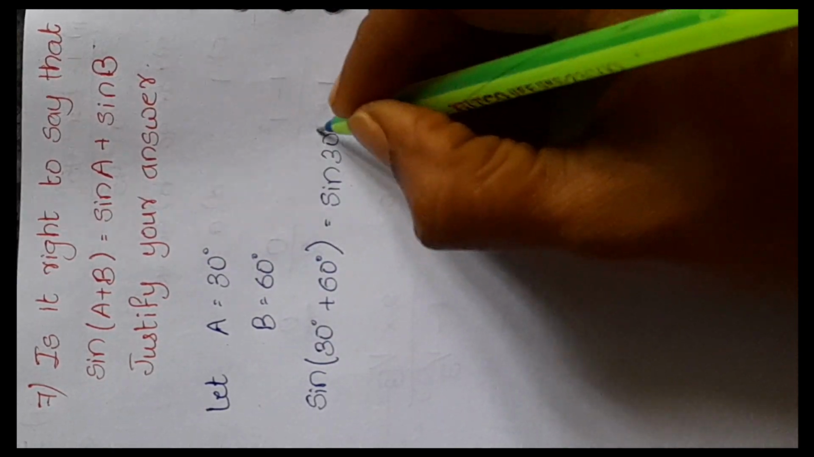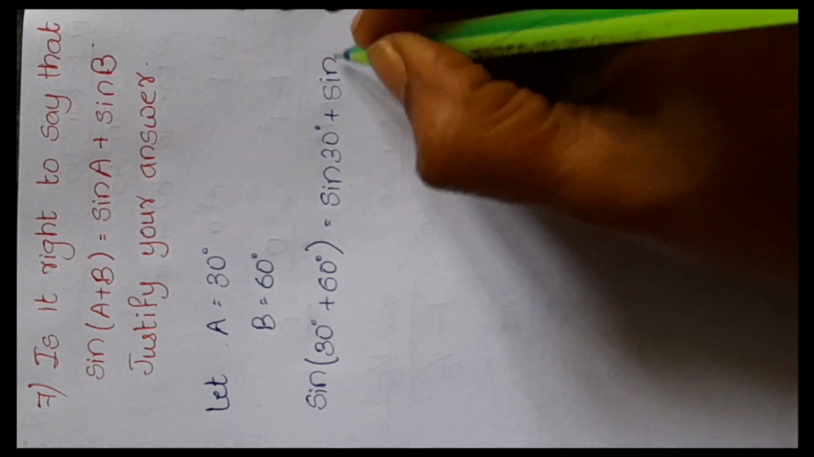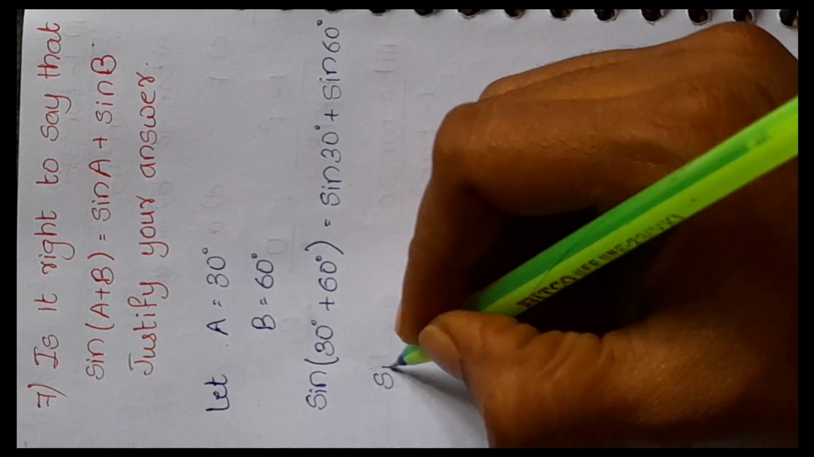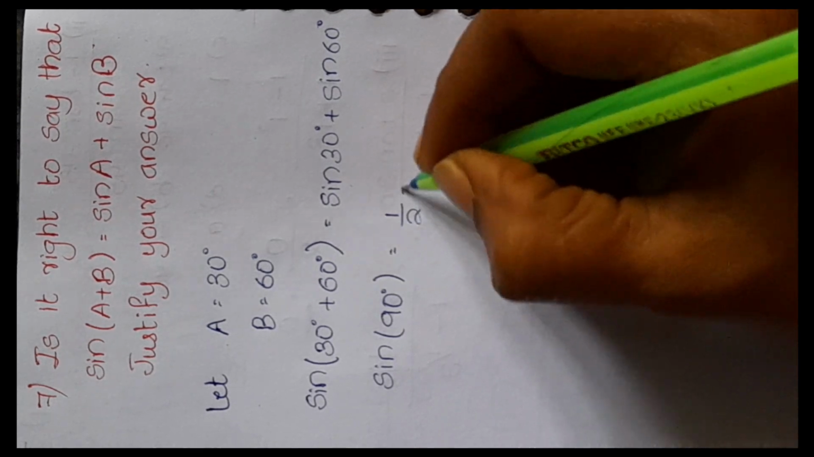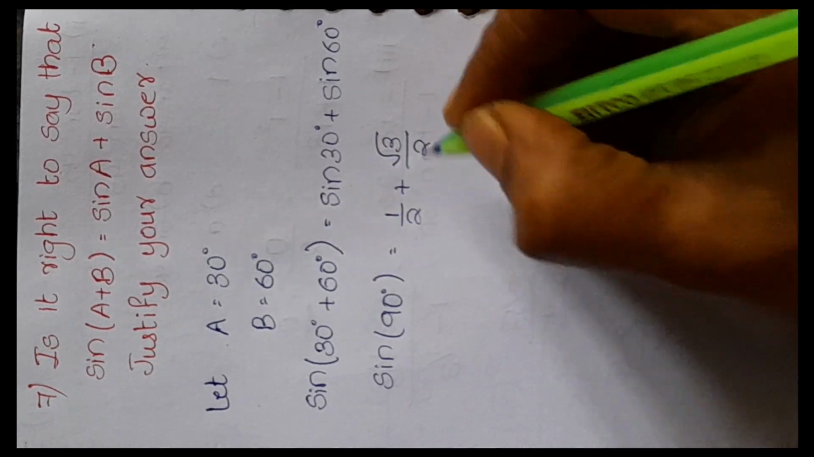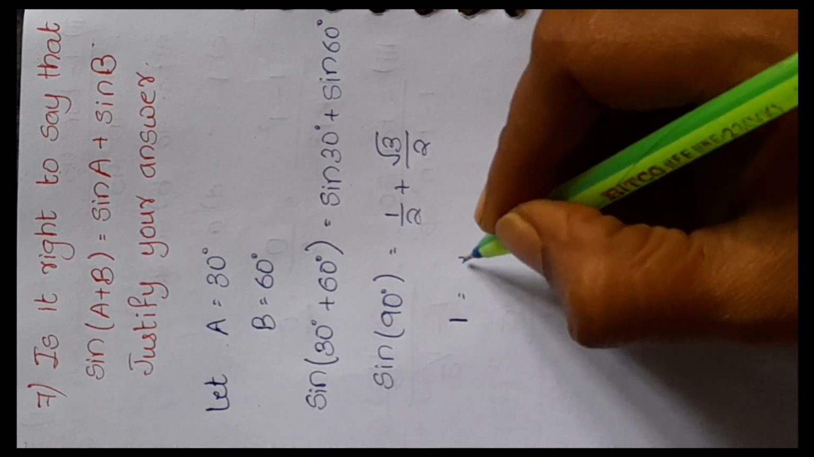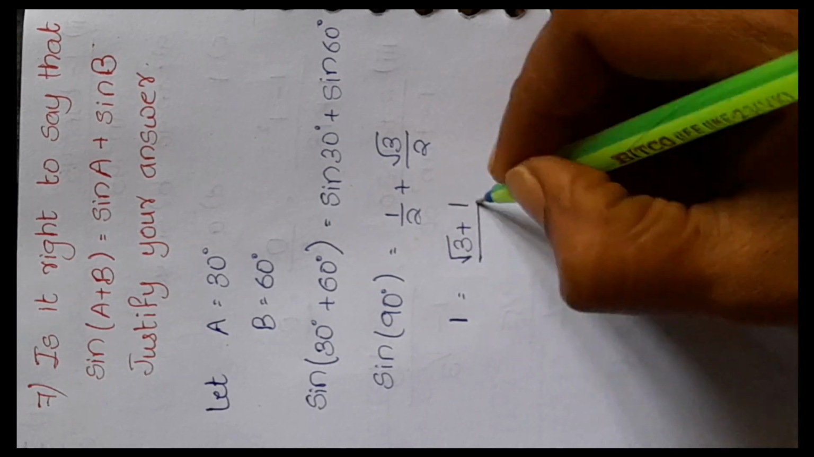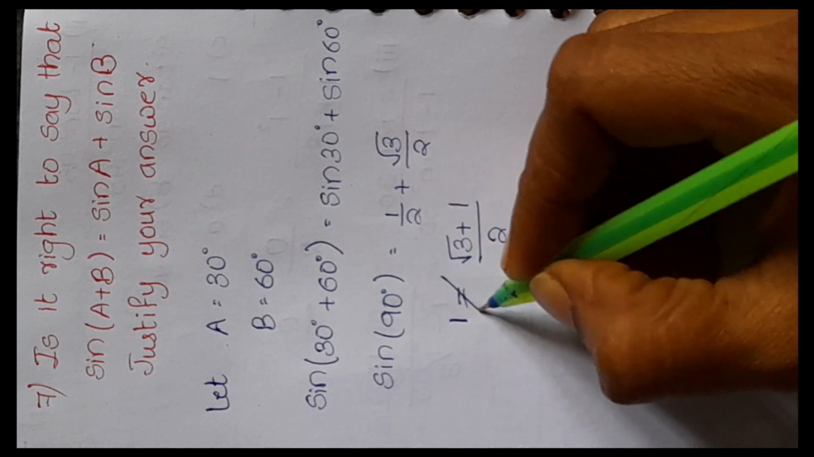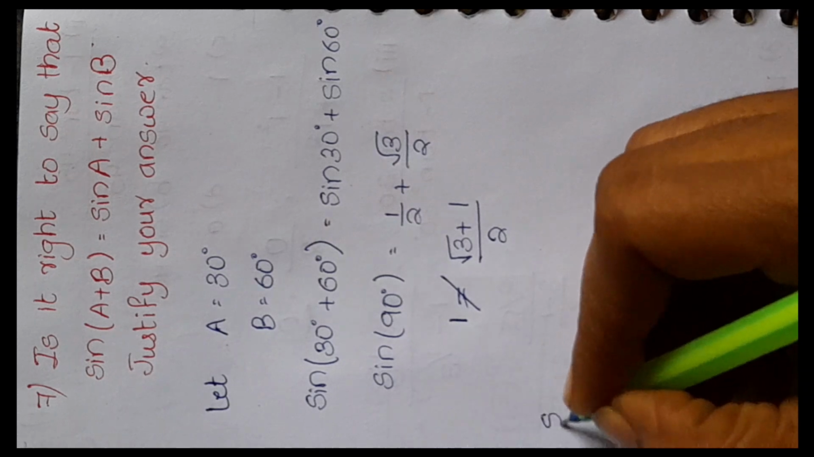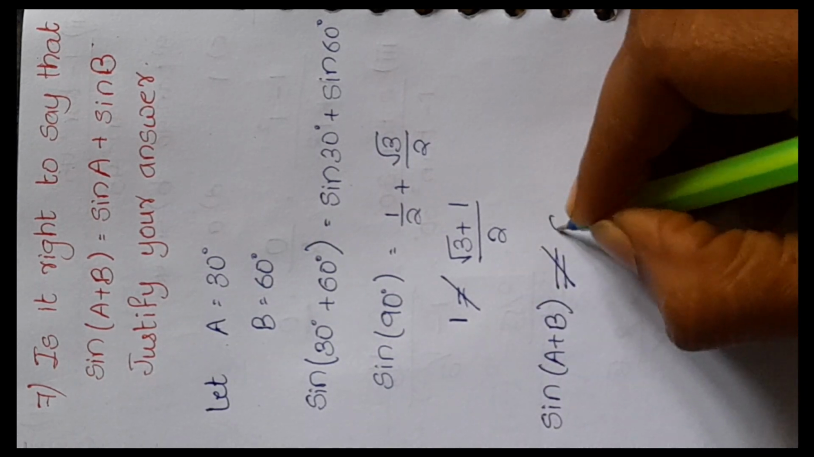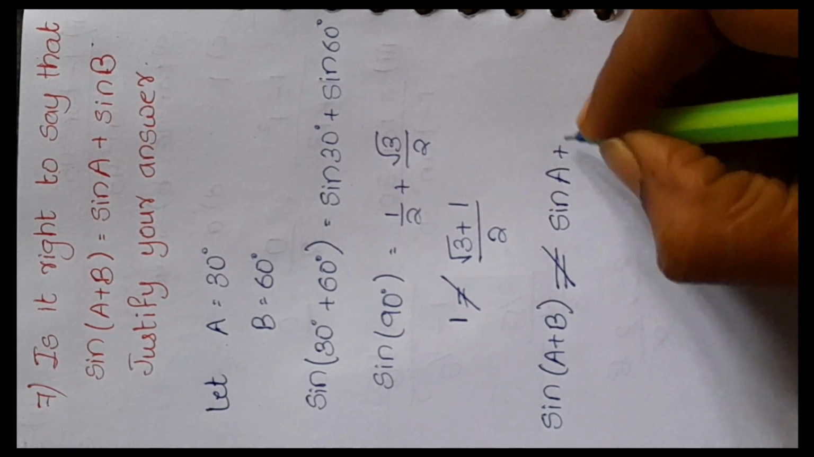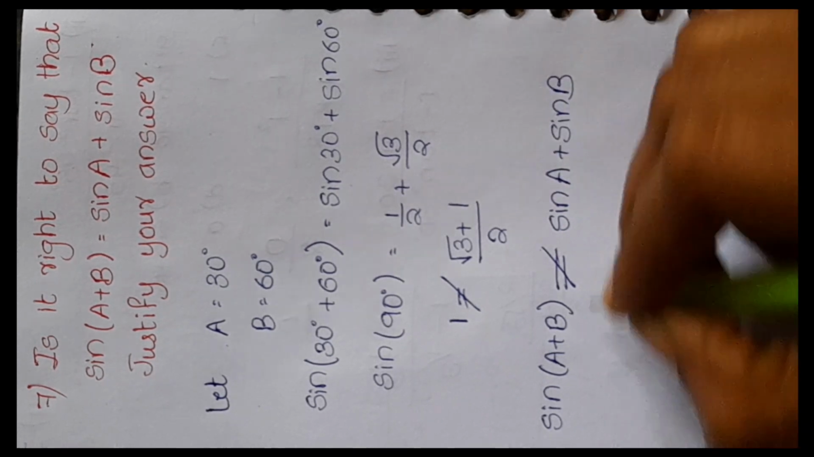So sin 30 degrees plus sin 60 degrees. Sin 30 plus 60 is sin 90 degrees, and sin 30 value is 1 by 2 plus sin 60 value is root 3 by 2. Sin 90 value is 1. This becomes root 3 plus 1 by 2. Both these are not equal. So we can conclude that sin A plus B is not equal to sin A plus sin B.